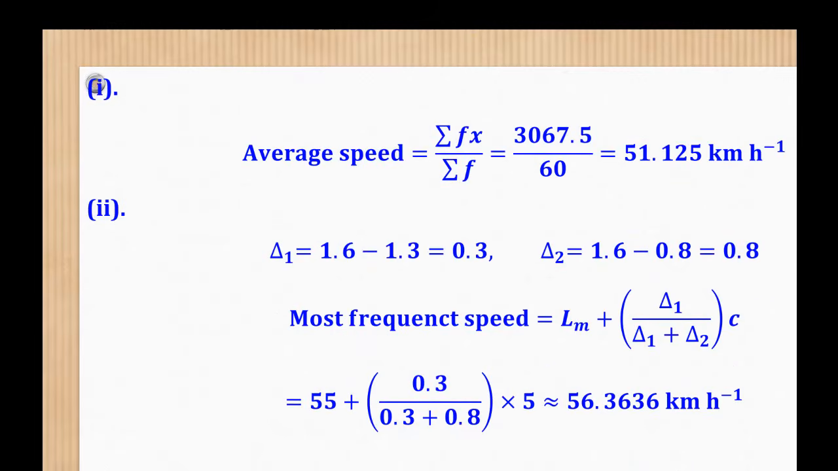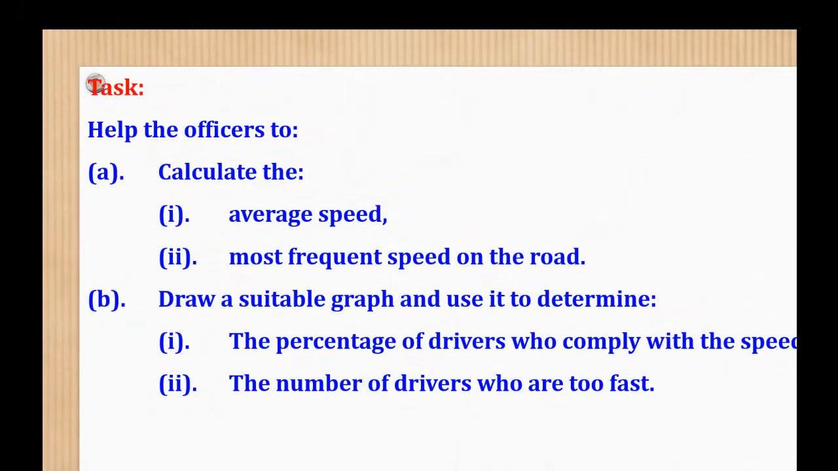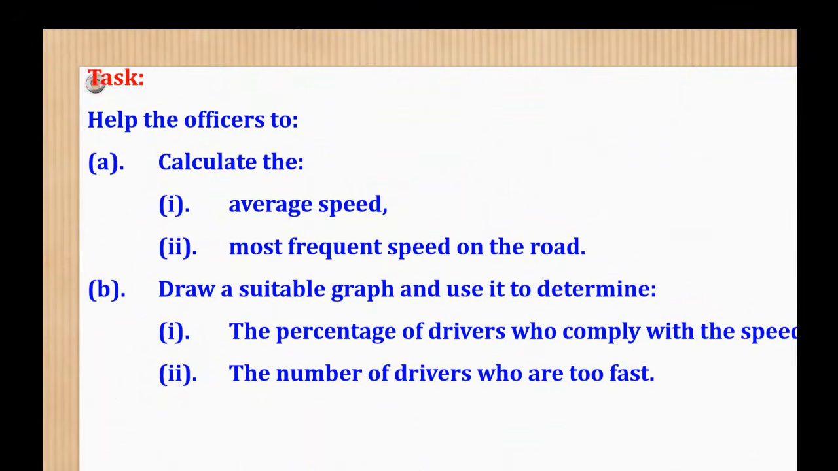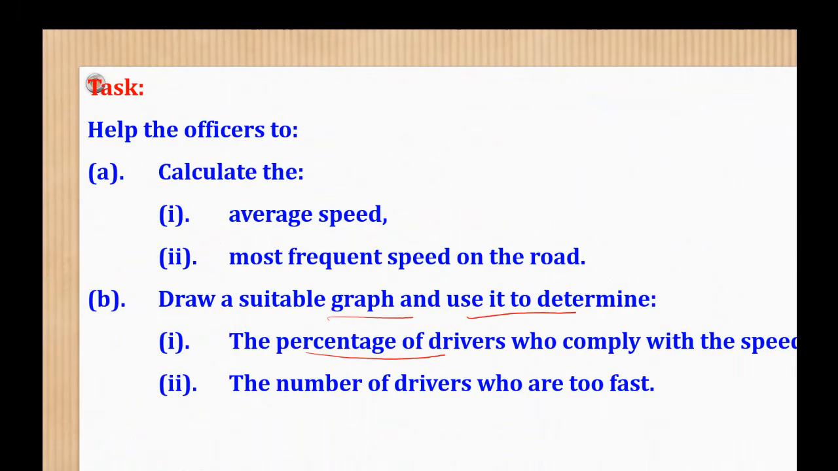Then part B said: draw a suitable graph and use it to determine the percentage of drivers who comply with the speed limits. Remember, the speed limits were at least this, but don't exceed this. So from this to 70, how many drivers are there? That's what they want us to obtain in percentage form. And also the number of drivers who are too fast, those who have exceeded the maximum speed limit.